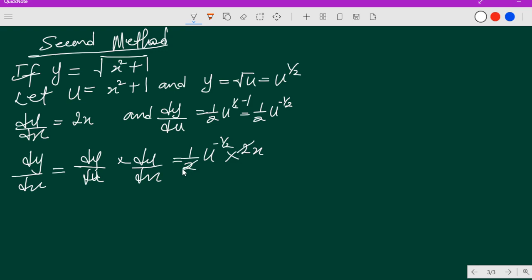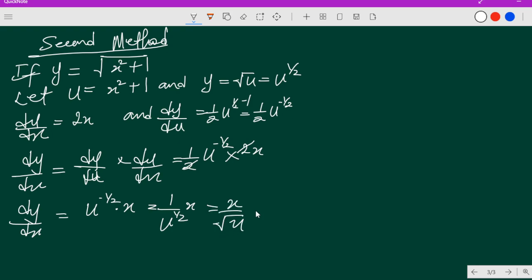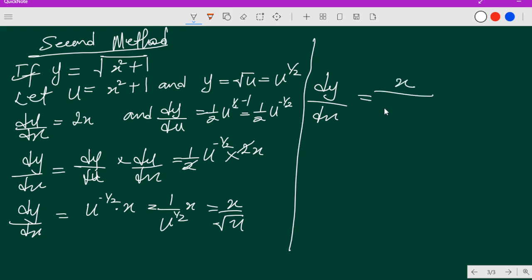Therefore, this will now cancel this. You now have dy dx giving us u raised to the power minus half dot x. As I've said from the beginning, the law of Leibniz lets us know that it's 1 over u raised to the power half times x, which is equal to x over square root of u. So in writing your final formula, you now say that your dy dx is now equal to x over square root of s squared plus 1.